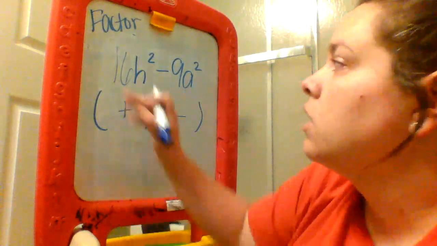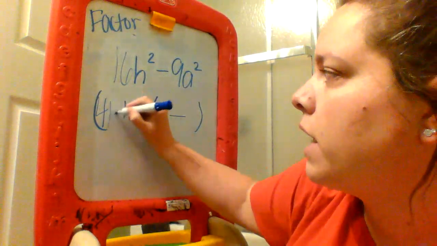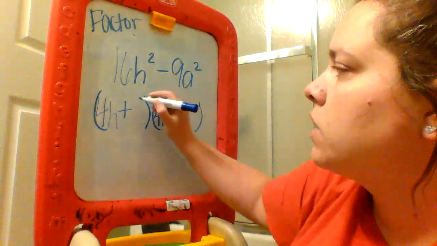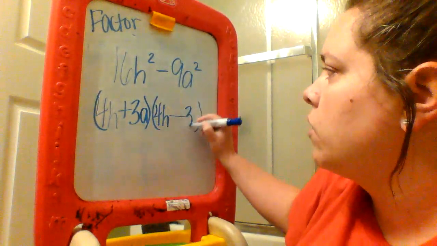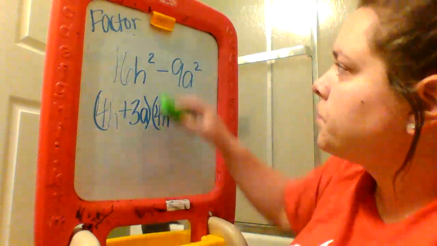And for the perfect squares, I take the square root. So the square root of 16 is 4. The square root of h squared is h. So that'll be 4h and 4h. The square root of 9 is 3. Square root of a squared is a. So 3a and 3a. All right, let's do another one.